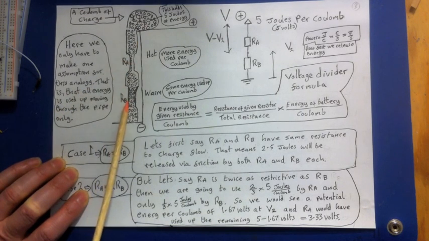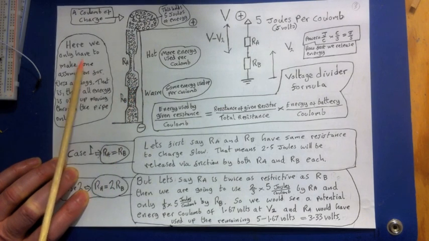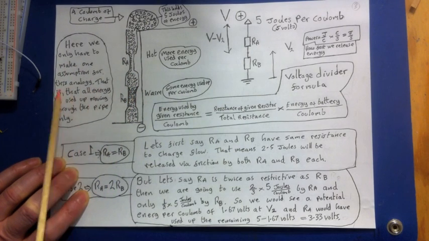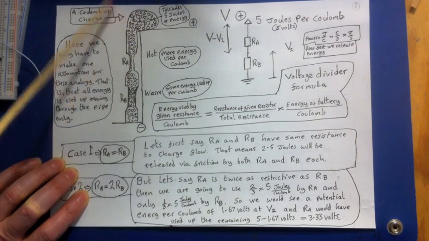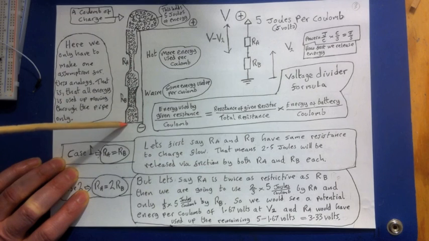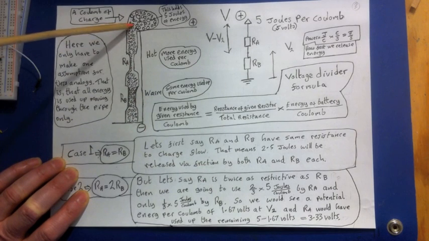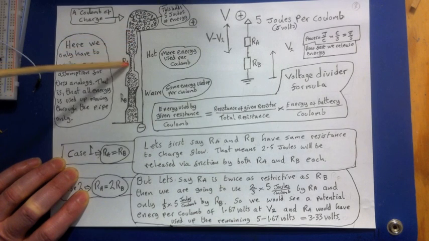So in this sort of analogy, this sort of made up example, I've only got to make one assumption, and that is that all the energy is used up moving through the pipe. So I'm not going to say that all the energy now is delivered to the floor. I'm going to say they're going to lose all of those 5 joules for that coulomb that moves. It's all going to be used up in this resistance.